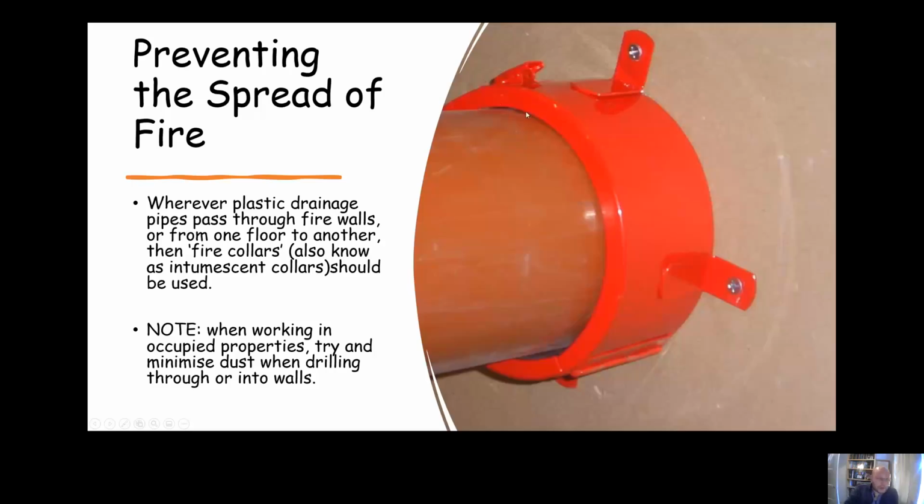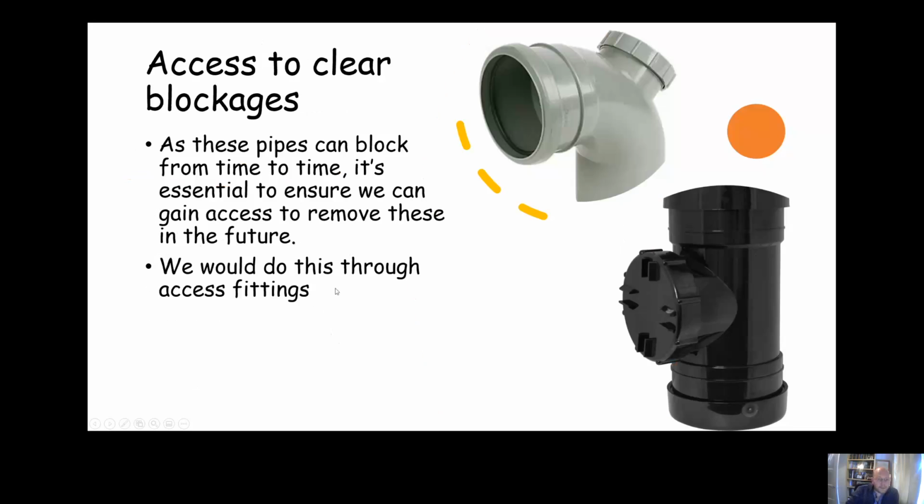When it comes to preventing the spread of fire, we'd use an intermittent collar. Most people would call it a fire collar. Like I say, in the test it might come up as an intermittent collar. And that should be used wherever it passes through a firewall, or normally when it goes up through the roof as well. And worth noting, if you do drill a hole, particularly a big hole for your drainage pipework, make sure you try and minimise dust, particularly in existing properties.